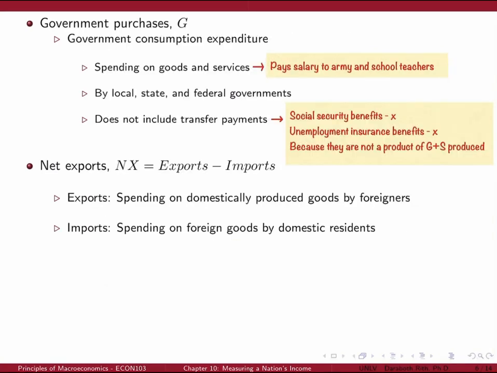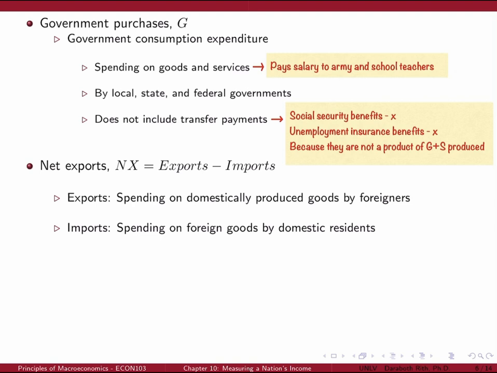Now let's discuss government purchases and net exports. Government purchases, denoted as G, encompasses all spending on goods and services by local, state, and federal governments. It includes salaries for public sector employees and other purchases, but excludes transfer payments, such as Social Security benefits, as these do not involve the production of goods and services.